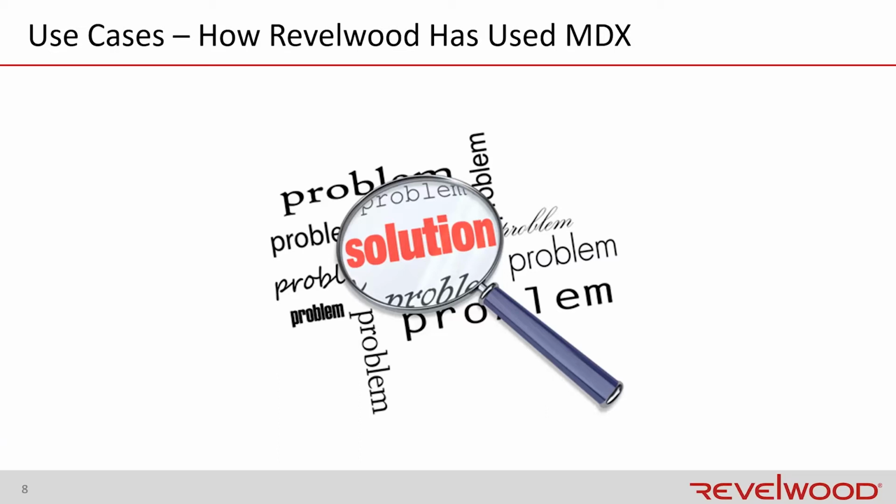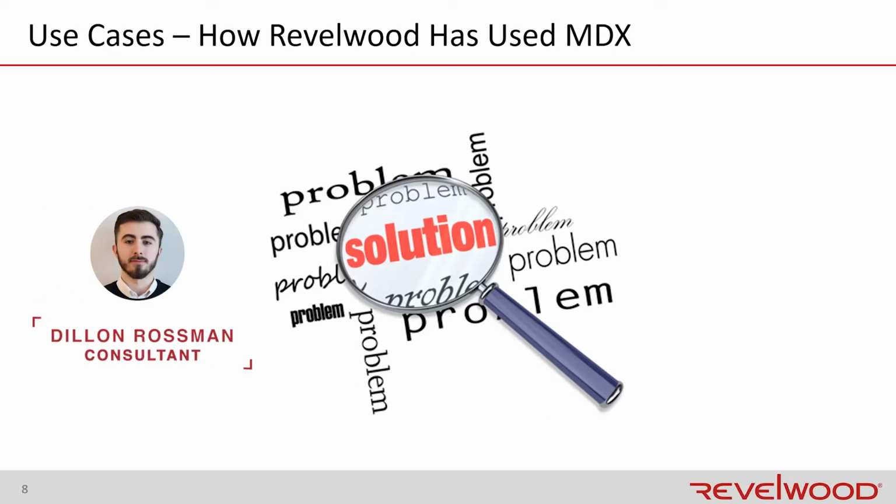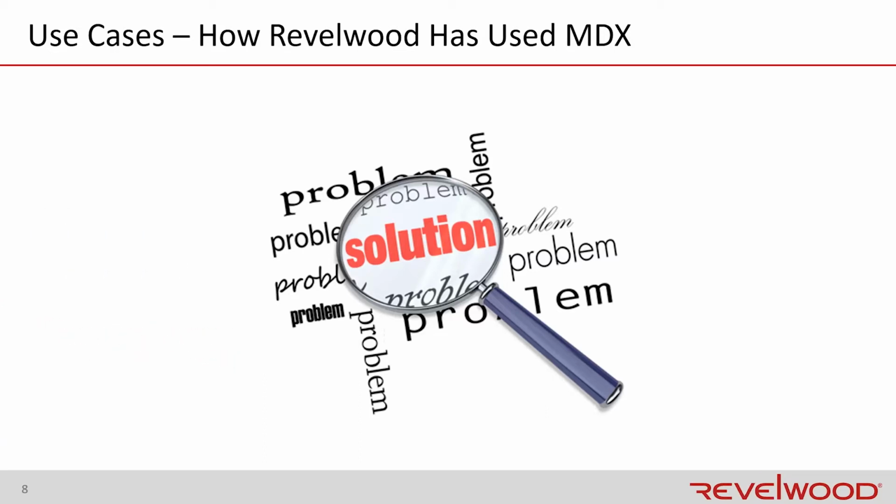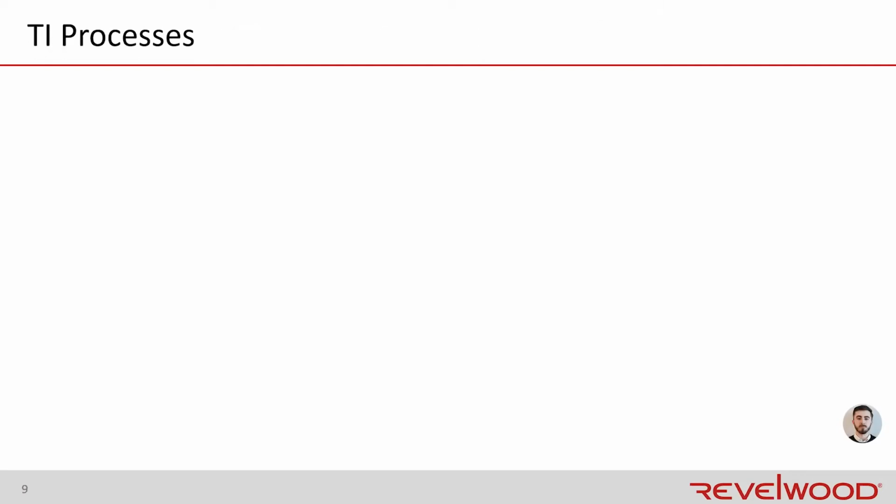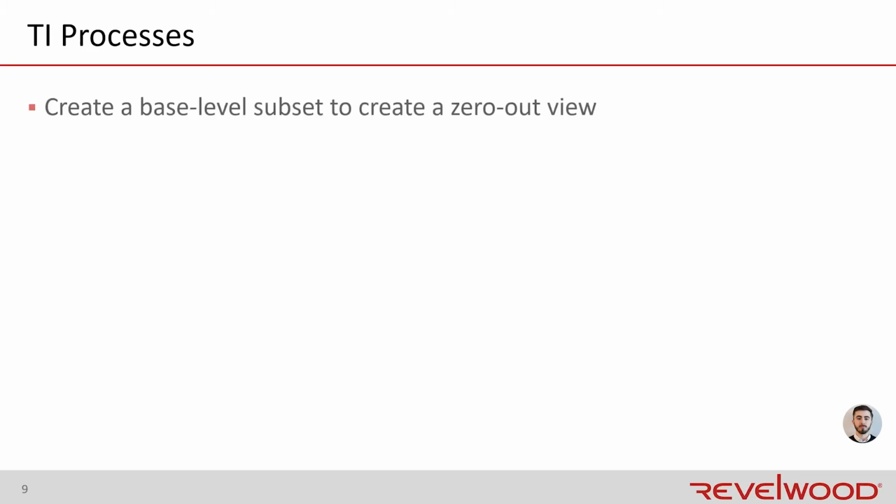Dylan. Thank you, Lee. Like Lee mentioned, there are a lot of ways that we go about using MDX. One use case that we mentioned already is TI processes, right? So creating a base level subset to create a zero out view is very common. As you're loading your GL actuals, for example, you probably have a data feed set up where you're loading in actuals however often you are. And when you're doing that, the typical approach is to zero out all the data that's in there before you load in new stuff, right?